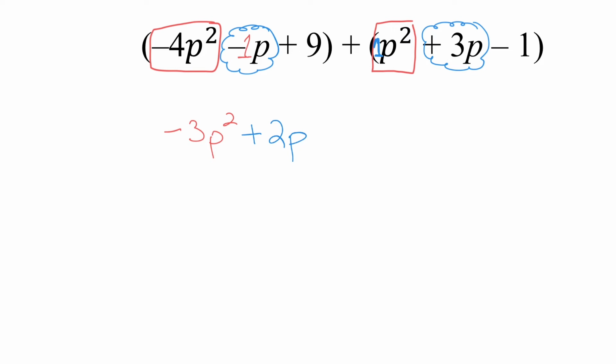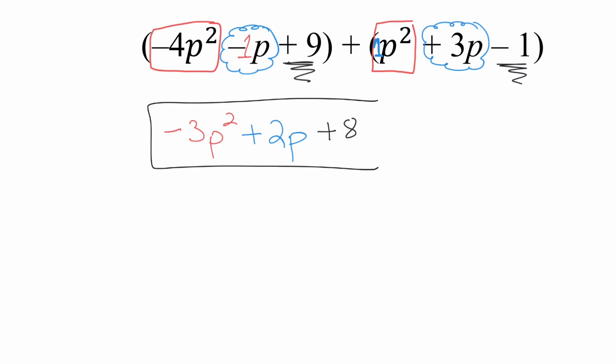The last thing is the constants, the one that doesn't have a variable. So I do have the positive 9 here and the minus 1 over here. So you guys are adding or combining like terms. 9 minus 1 is positive 8. So the answer is this polynomial. So let's go ahead and look at what is a polynomial, and to be more specific, let's give a name to the polynomial. So we do have a negative 3p squared plus 2p plus 8.